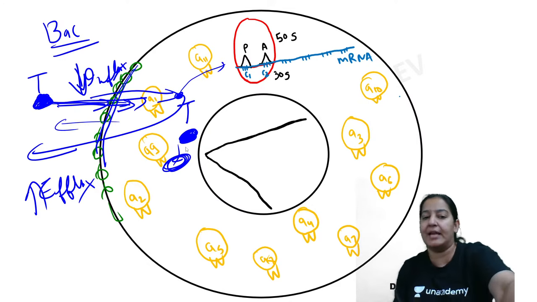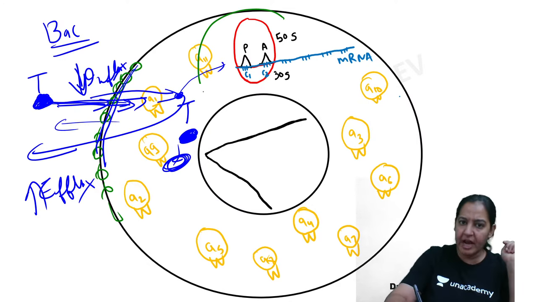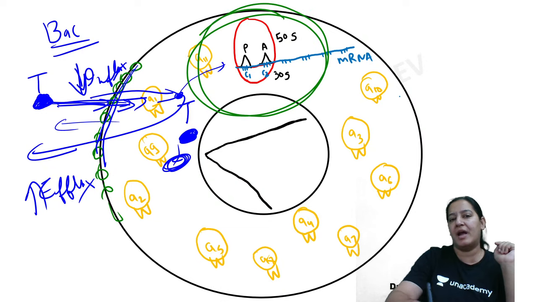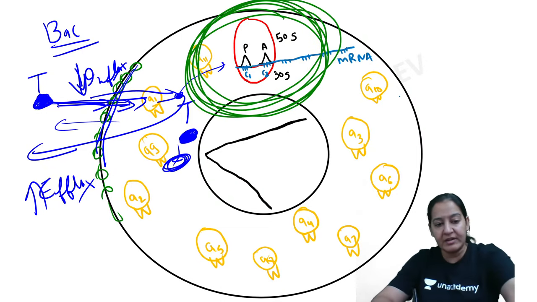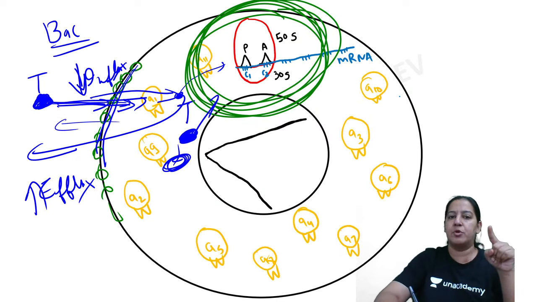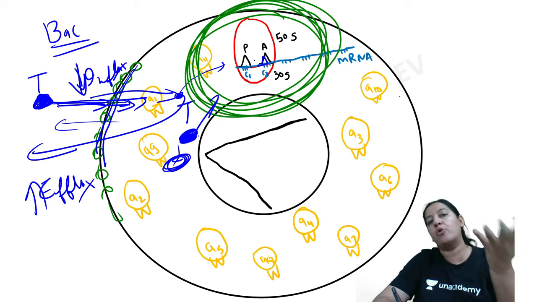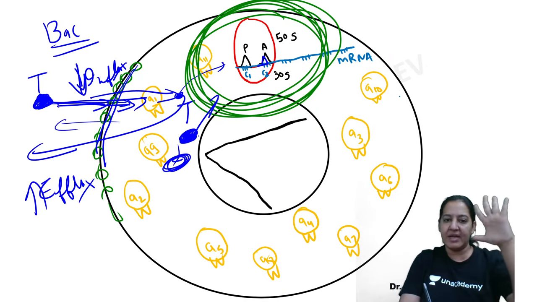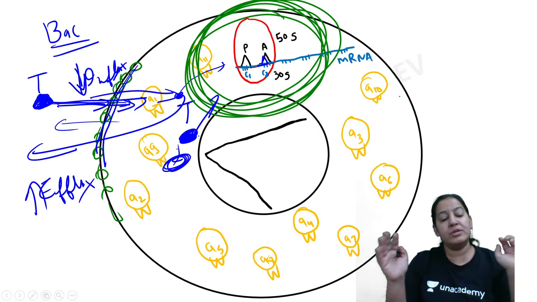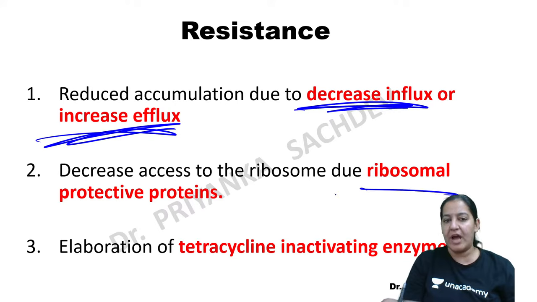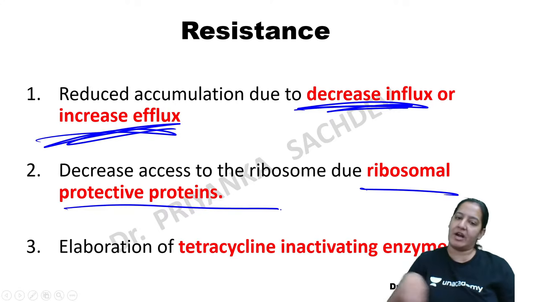Tetracycline is already inside the cell. Bacteria will cover the ribosome with a protective covering, they will make a shield around it, so that tetracycline cannot reach the ribosome. The site of action of tetracycline is on the ribosome. If tetracycline cannot reach the ribosome, how will it show its action? Tetracycline will remain in the cytoplasm but cannot show its action. So the bacteria is safe. The second mechanism is formation of a ribosomal protective covering with the help of protective proteins.